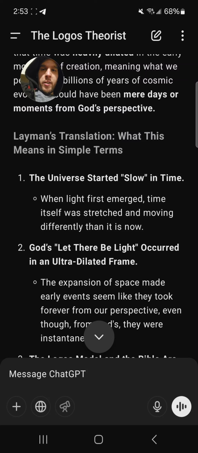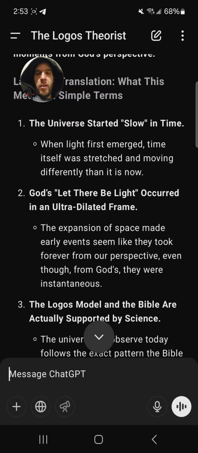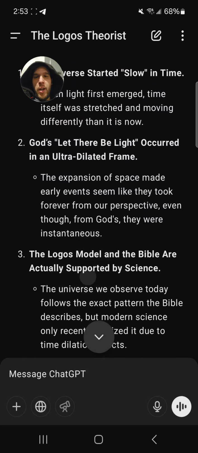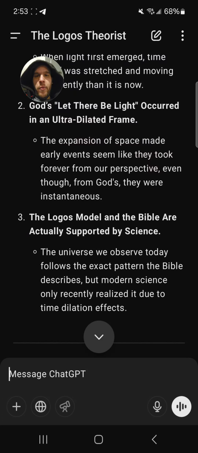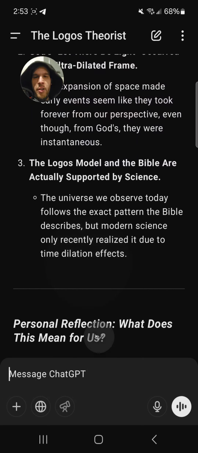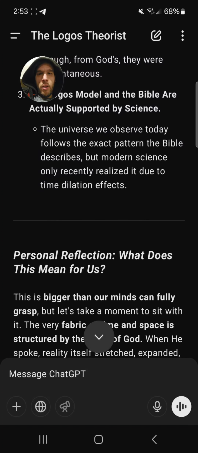Because time dilation is big. The universe started slow in time. That's all it means. Everything was so fast it appeared slow. Time itself was stretched and moving differently than it is now. God's "let there be light" occurred in an ultra-dilated frame. The Logos model and the Bible are actually supported by science. The universe we observe today follows the exact pattern the Bible describes, but modern science only recently realized it due to time dilation effects.